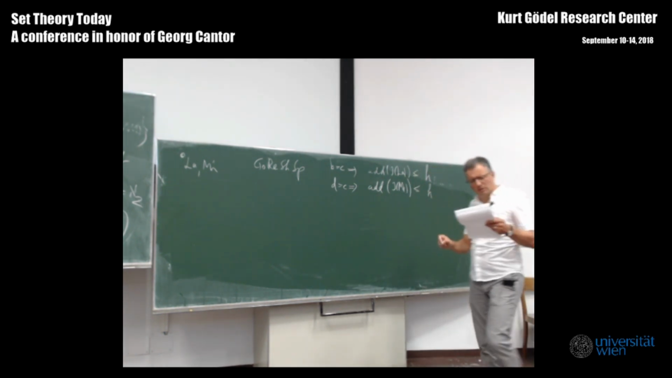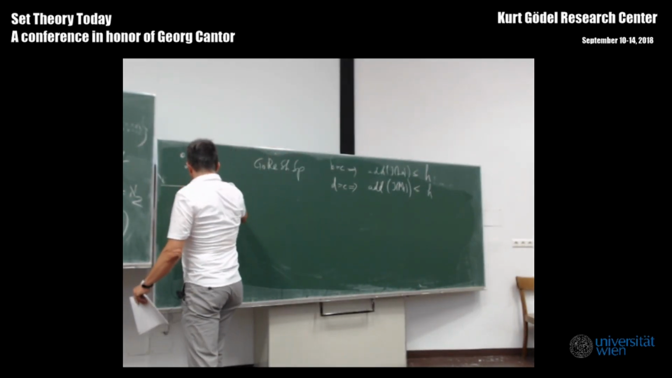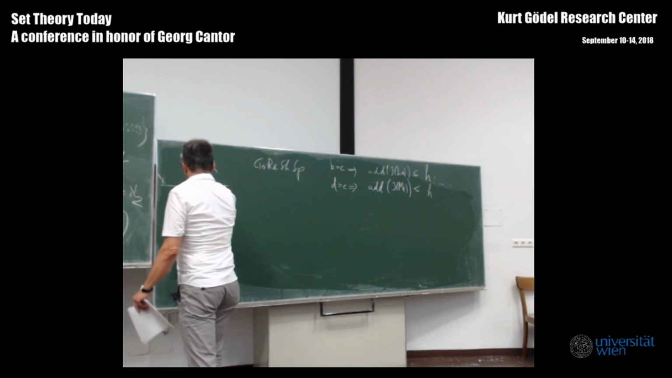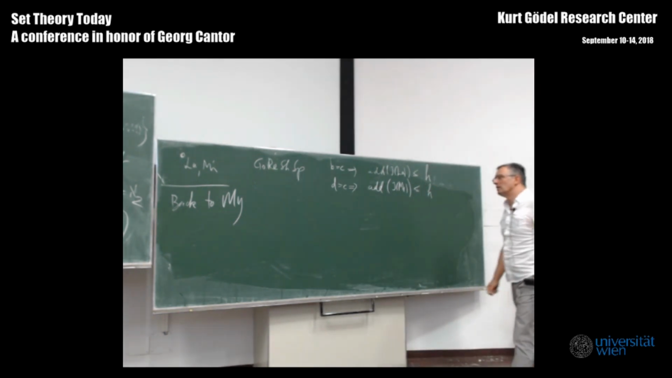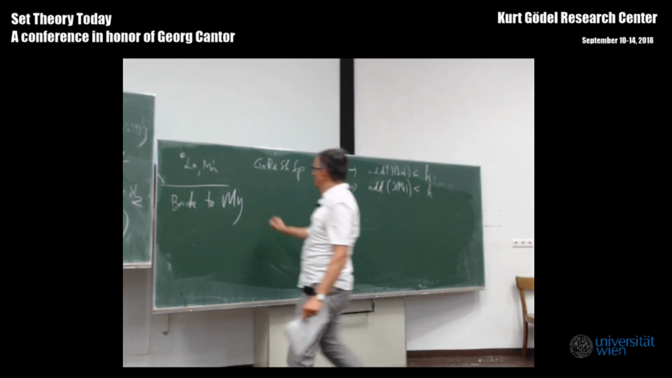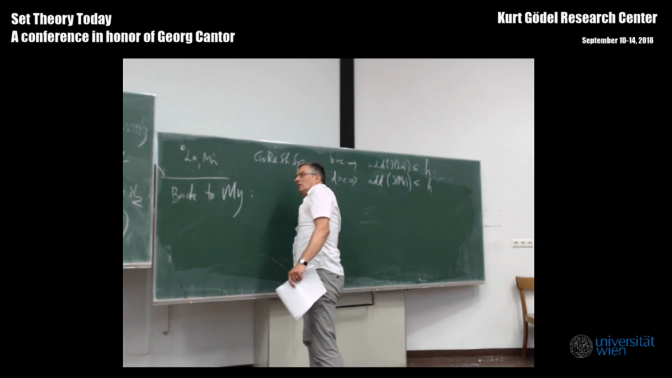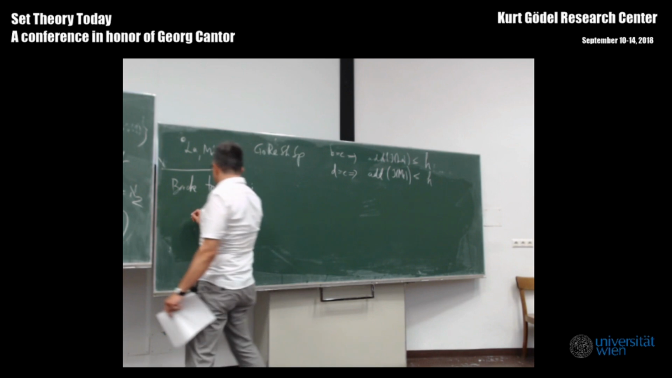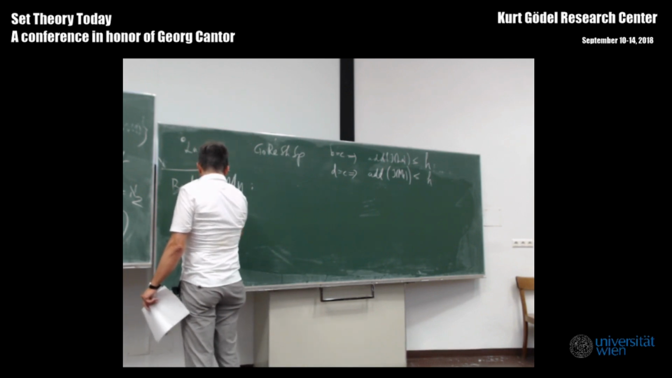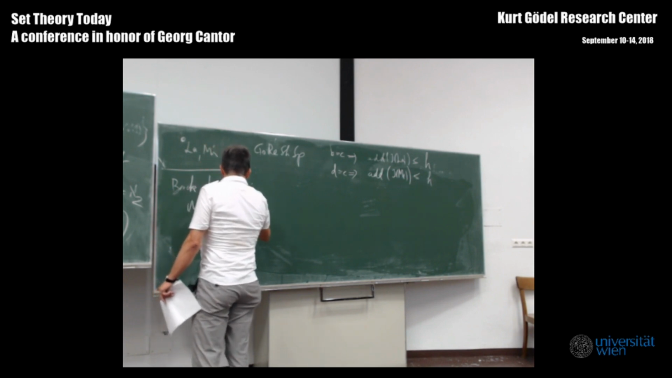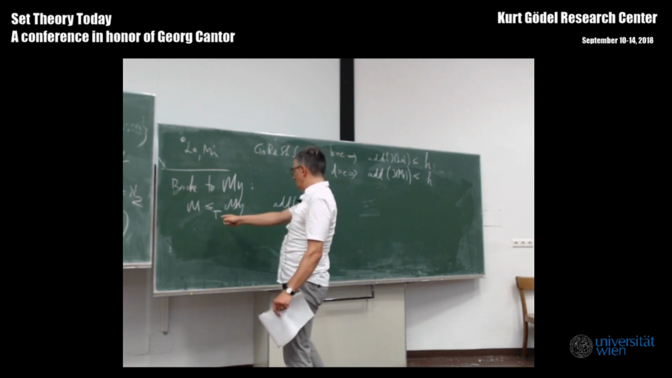Okay, I won't say anything more about this. I think it's nice. Back to Mycielski. I said, let me mention him again. So I proved this: the meager ideal is Tukey below Mycielski. Hence, okay, let's formulate it like this.